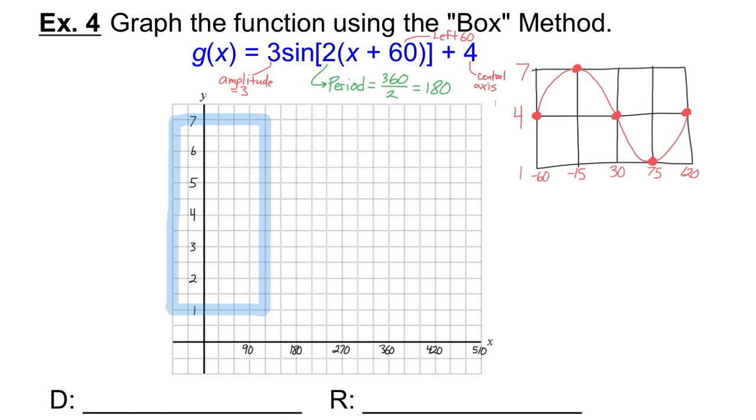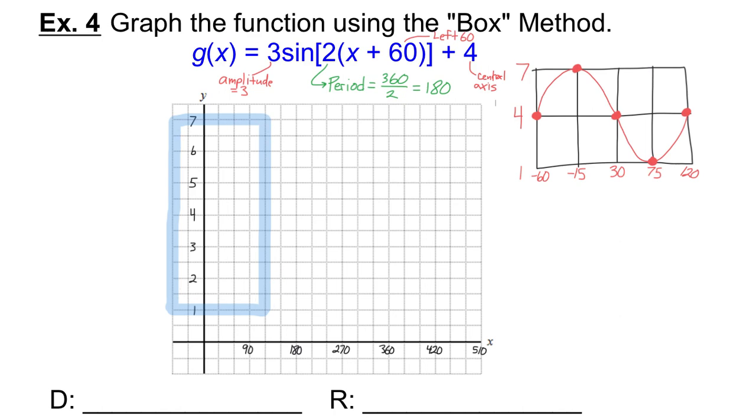Now to turn this into the graph, I can draw the outline of my box using the scale provided. On the x-axis, I'm starting at minus 60, so that's over here. And I'm ending at 120, that's right here. My y value minimum is 1, maximum is 7. So I have the outline of my box.